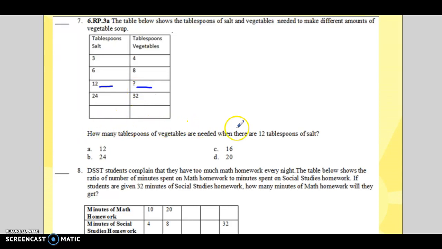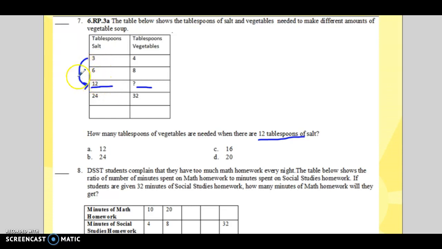How many tablespoons of vegetables are needed when there are 12 tablespoons of salt? So when there are 12 tablespoons of salt, what goes here? Since it is not counting directly by 3s, there's a different pattern going on here. And rather than try and figure that pattern out, our best bet is to simply take 3 and say, how on earth did I turn 3 into 12?